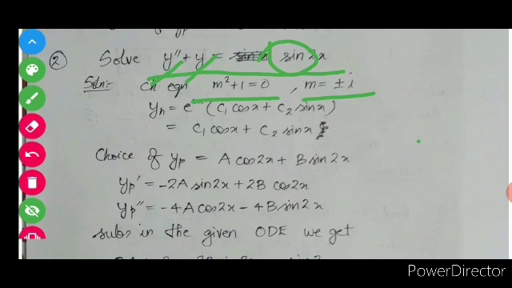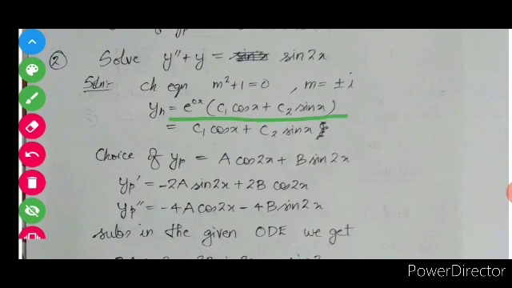So if the roots of the characteristic equation are alpha plus or minus i beta, then the solution will be e raised to alpha x into c1 cos beta x plus c2 sin beta x. In this case, alpha is equal to 0 and beta equal to 1. So you are having e raised to 0 x into c1 cos x plus c2 sin x. Since e raised to 0 x is 1, the solution is c1 cos x plus c2 sin x. Now we have found the solution of the corresponding homogeneous part, that is, we have found yh.